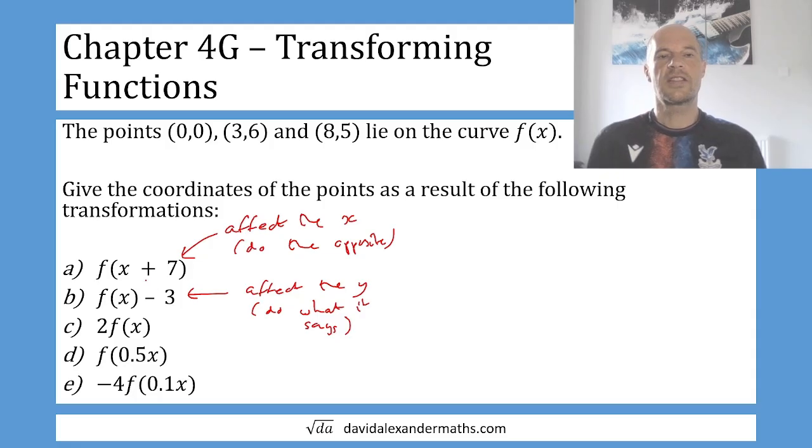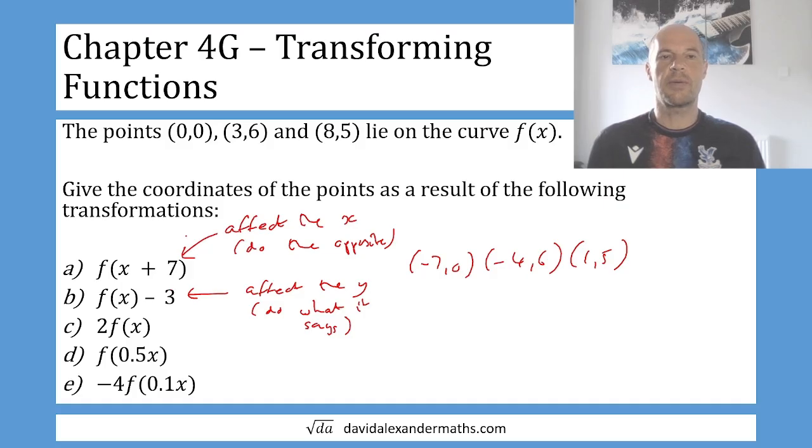Okay, so here it's inside the bracket, so therefore it's going to affect the x, so I'm going to subtract 7 from all the x values. So (0, 0) will become (-7, 0), (3, 6) will become (-4, 6), and (8, 5) will become (1, 5).